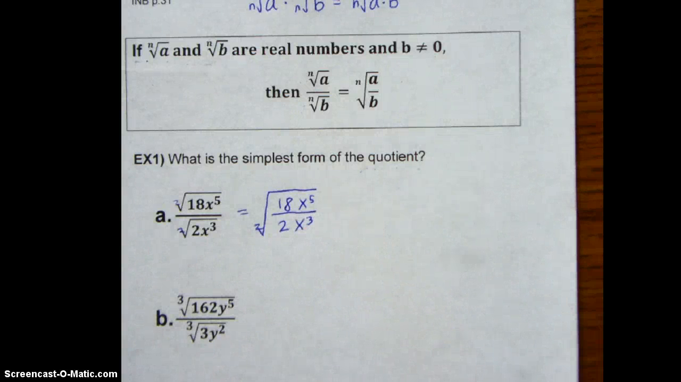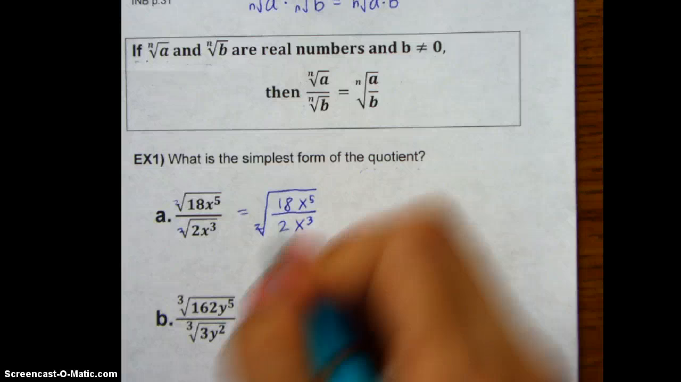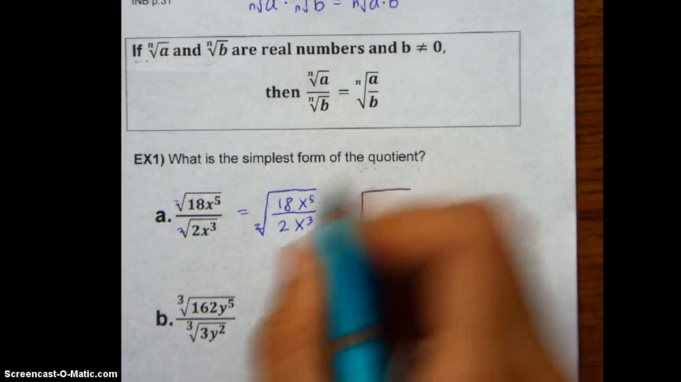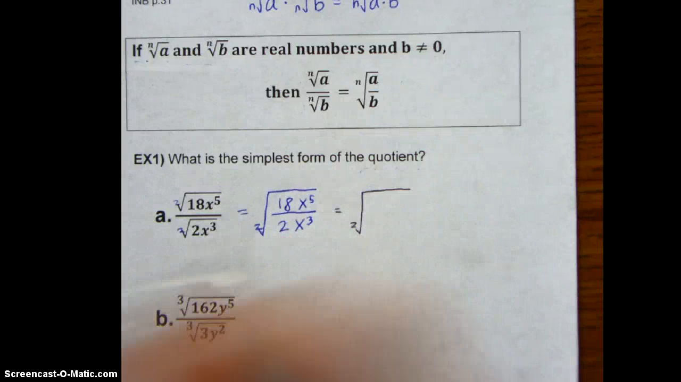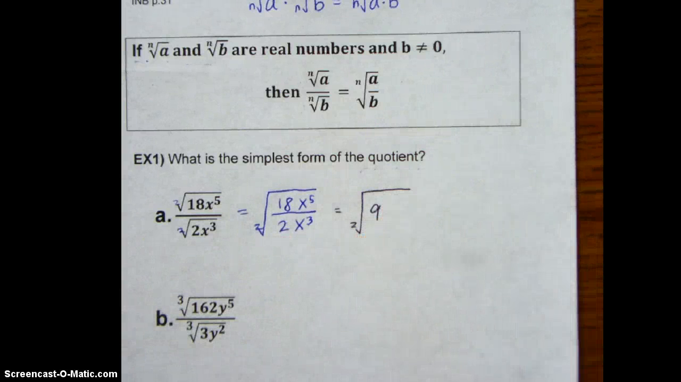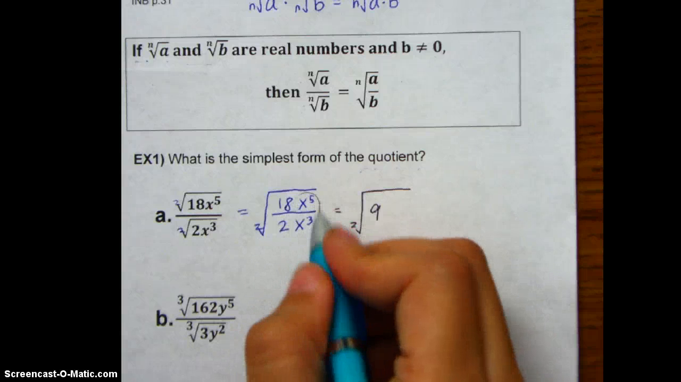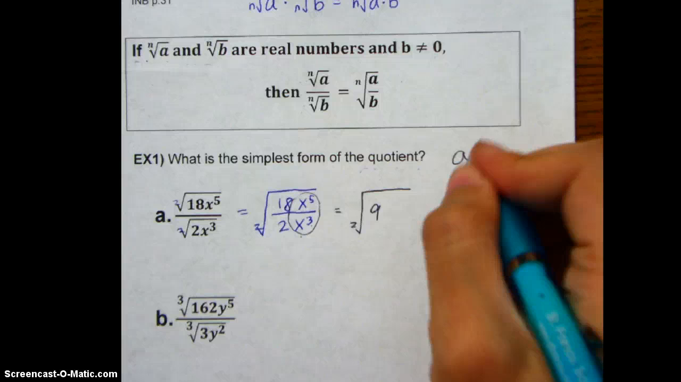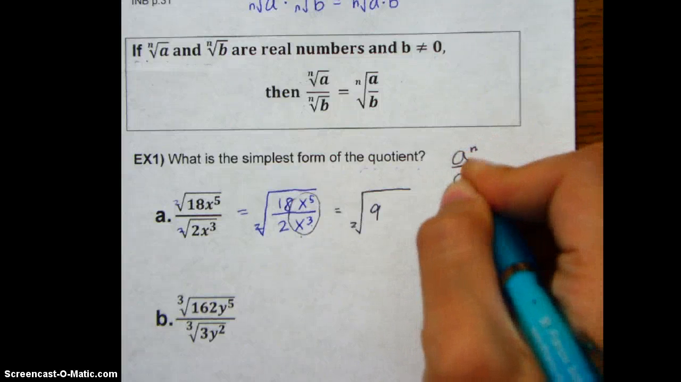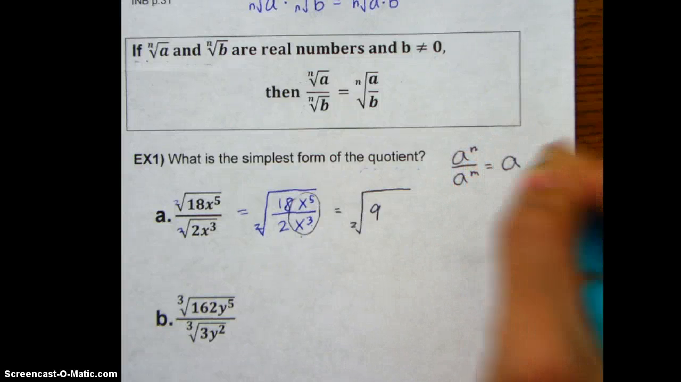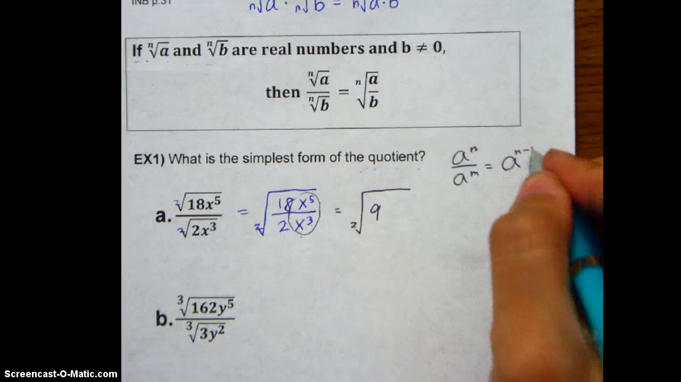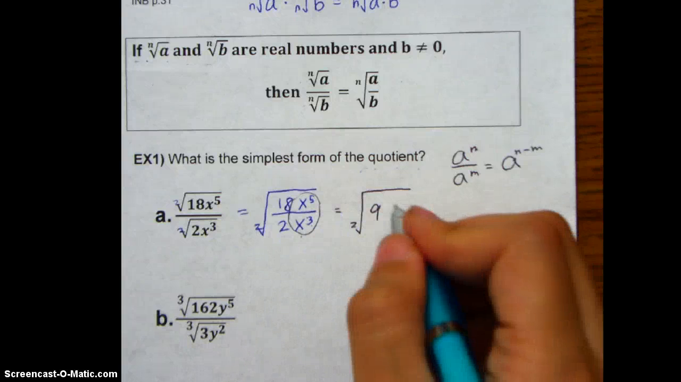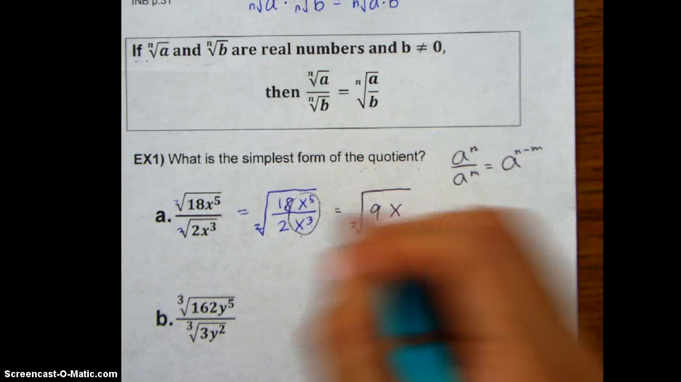Now we can simplify the inside and then try to simplify the whole thing. So 18 divided by 2 is 9, so I can just write that as 9. X to the 5th power divided by x to the 3rd power. We know that a to the m divided by a to the n is a to the m minus n, so we subtract the exponents. So this will be x to the 5 minus 3, which is 2.